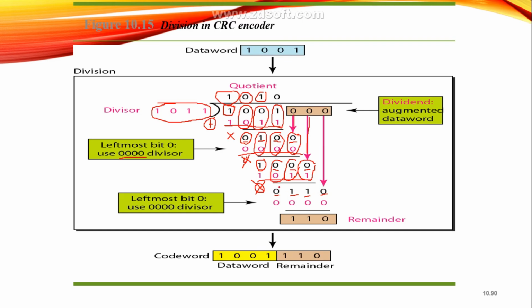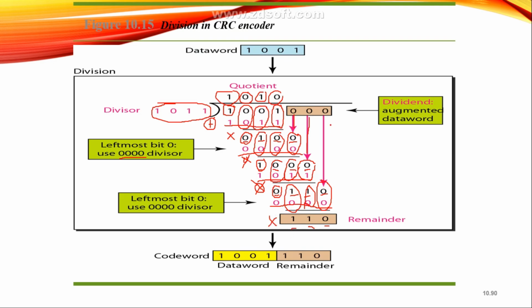You are going to observe the leftmost bit, since it is a 0, we are going to multiply this divisor by this 0, so it would be all 0. Now XOR of these two bits is 0 because they are the same bits. XOR of two dissimilar bits is 1. Similarly, two dissimilar bits, 1 0, is a 1, and this is discarded.